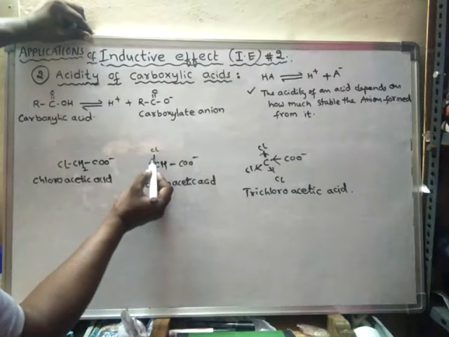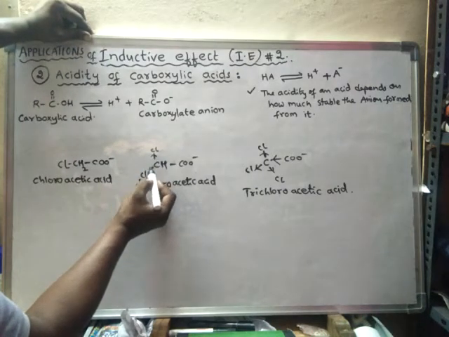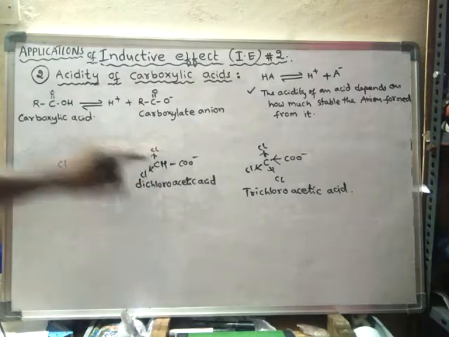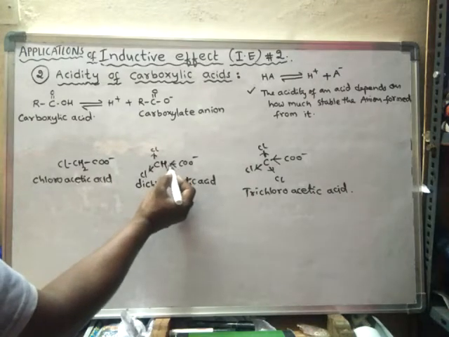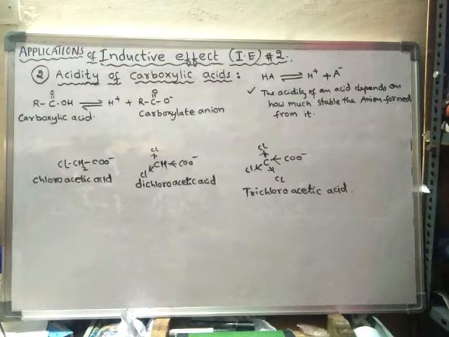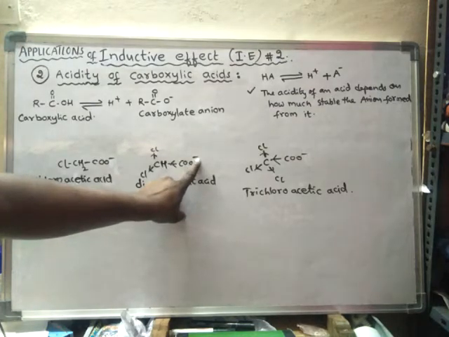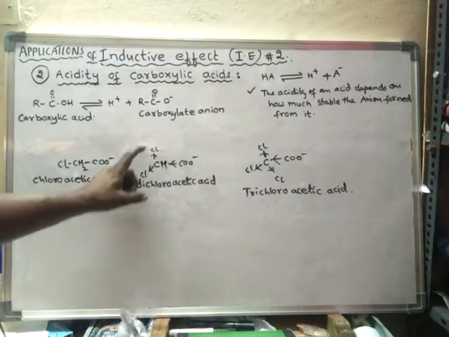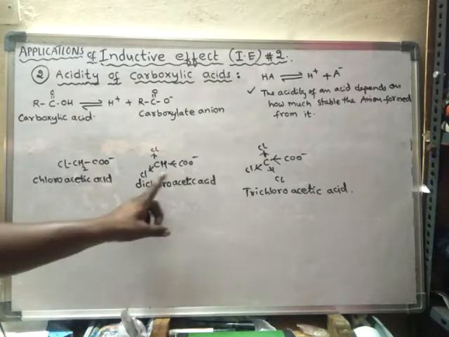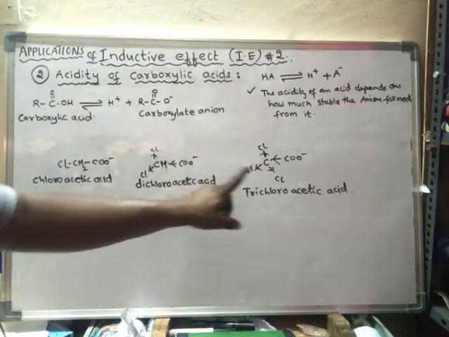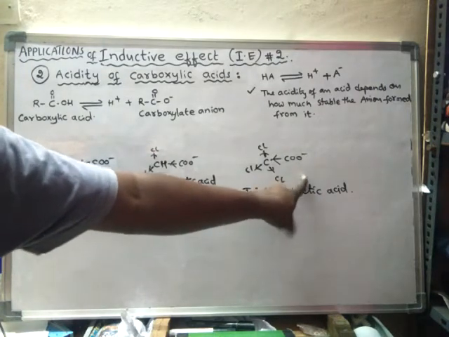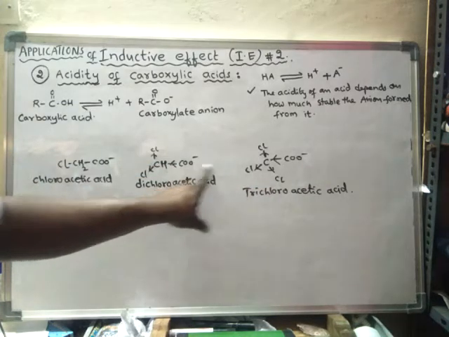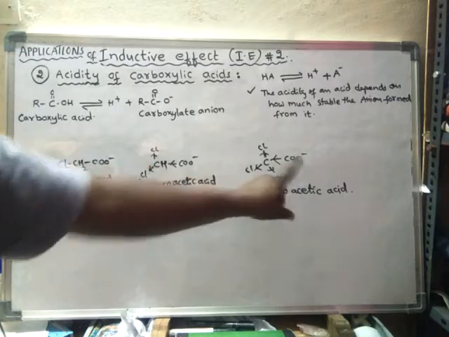Here also there are two chlorine atoms. These two chlorines will pull the electrons from the CH group, and this CH group in turn will pull the electrons from the COO minus group. As a result, there is a decrease in the negative charge on this oxygen, because the negative charge is pulled towards these centers. But the decrease in negative charge is felt more here than in this one. So that means this one is more stable than this one.